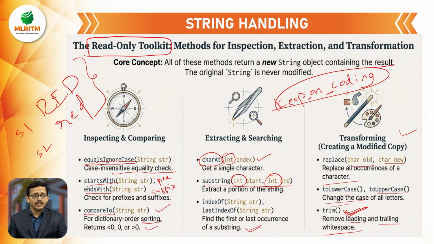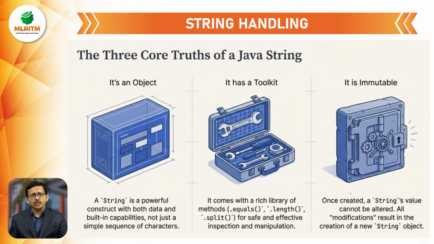So strings have a lot of advantages, because in the first program itself I told you the public static void main method takes everything as string arguments. So strings play a very crucial role in Java programming. Now the core truths of Java strings. What are the core truths of Java strings? First, it is an object, that is to be clear.